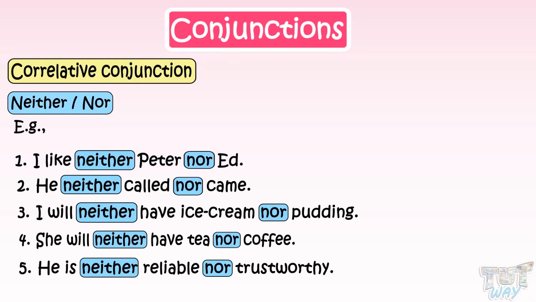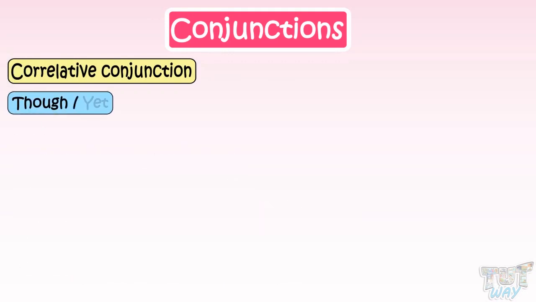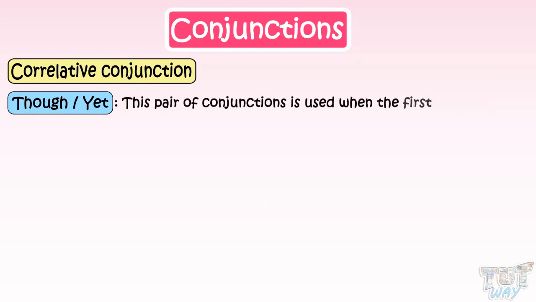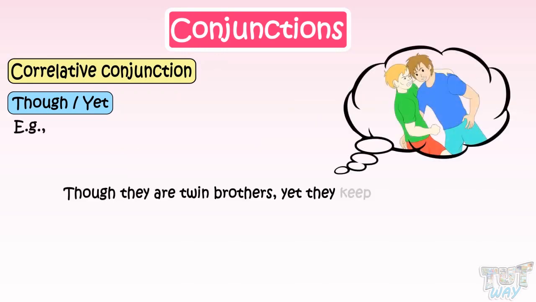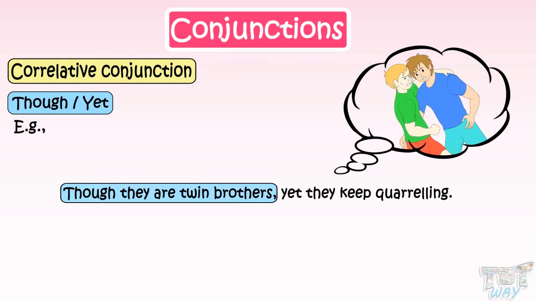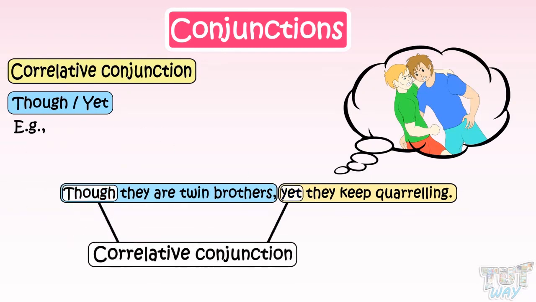Now, the next correlative conjunction is a bit tricky to use. Let's learn properly. "Though, yet." This pair of conjunctions is used when the first statement is true and the second sentence is telling about the action that is happening in spite of the first sentence. For example, though they are twin brothers, yet they keep quarreling. Here, the first sentence says that in spite of being twin brothers, the two boys keep quarreling. So the boys quarrel even though they are twin brothers. That is why the conjunction "though, yet" is used.